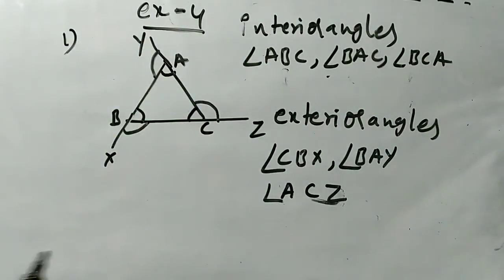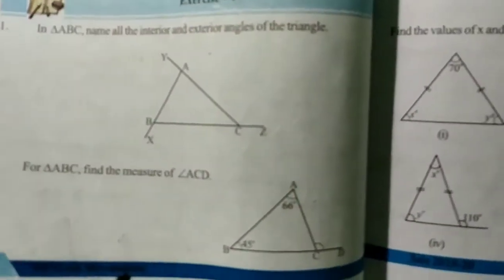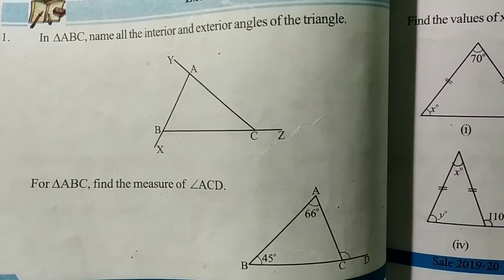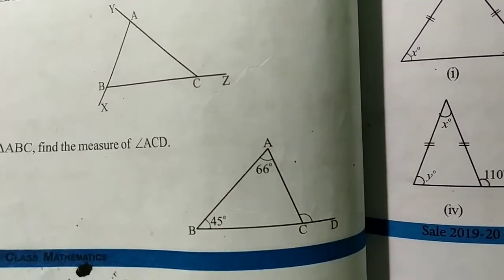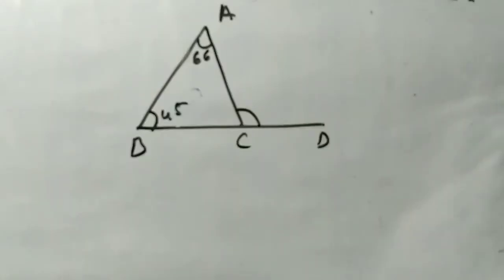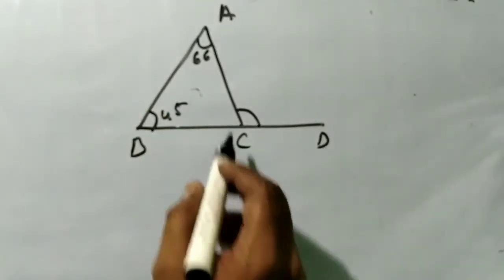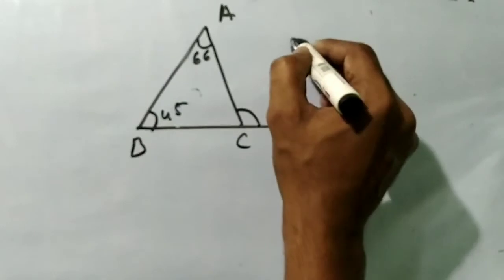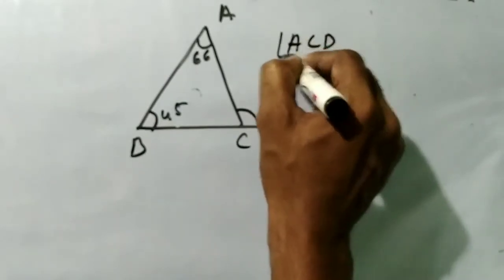So the second one is: for triangle ABC, find the ACD value. We have to find this value here. I think we can find it easily. This is the triangle ABC. We have to find the angle ACD.